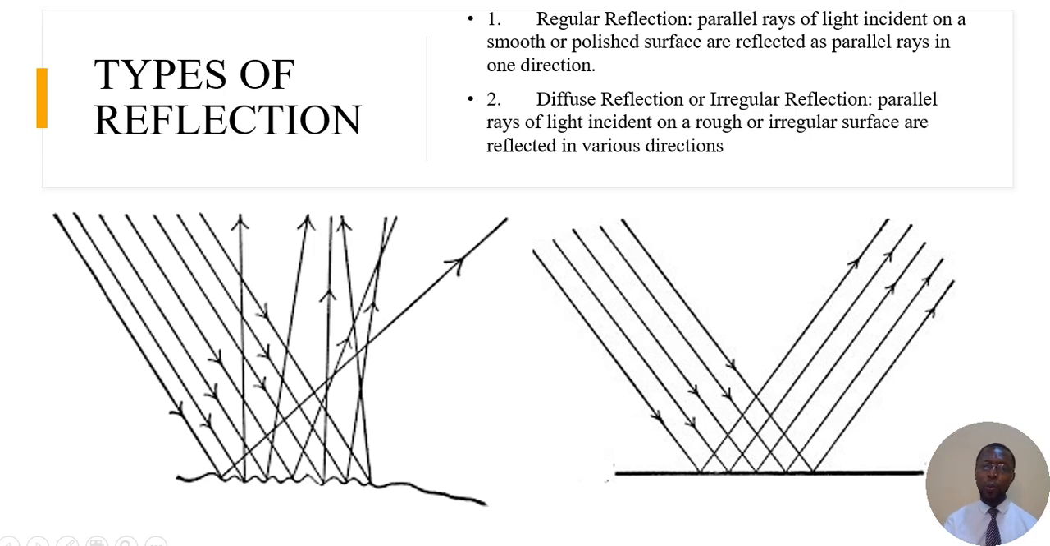On the other hand, irregular reflection means that when the beam of light rays falls on a rough surface, it reflects in different directions. You could see the reflected rays in different directions, and you refer to that type of reflection as irregular reflection or the diverse reflection.